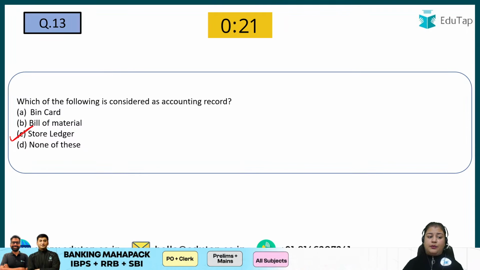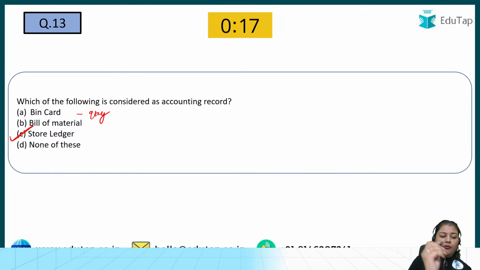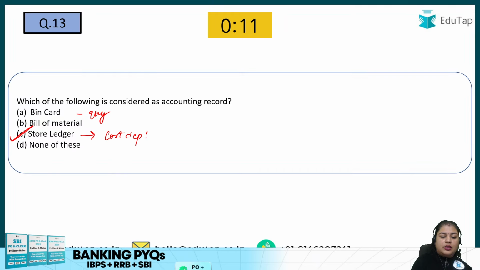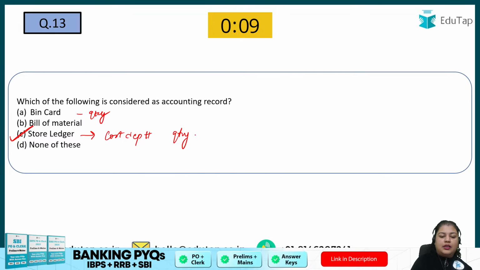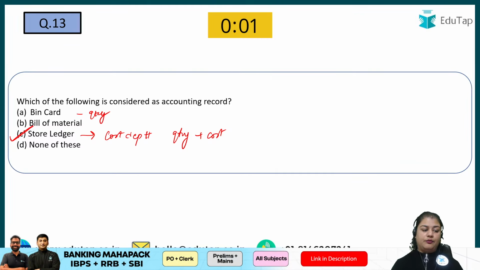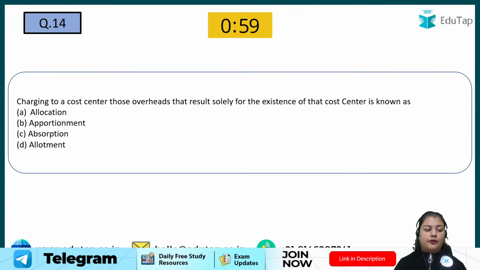Because basically when we talk about the bin card, it talks about only the quantity. Similarly, the bill of material also. But the store ledger is handled by the cost department, right? Because in it we have quantity as well as the cost. So the quantity plus cost is recorded in the store ledger. Very easy question. So the answer is store ledger, option C.